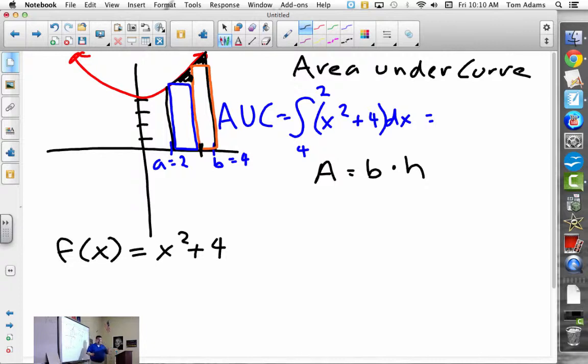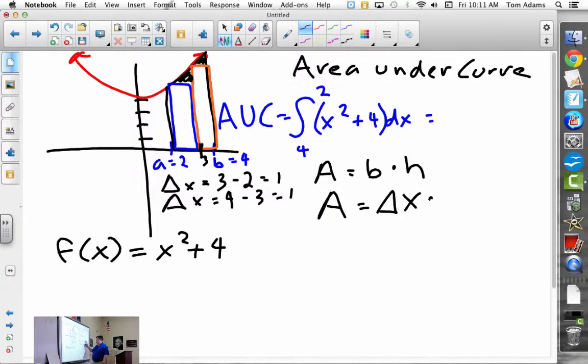But I'm going to use some different notation. Here's really where the 1 comes from: delta x is equal to 3 minus 2, which is 1. Is that right? Yep. When I'm talking about the x direction, that's how I measure the base. Does that make sense to you guys? Okay. All right, so I'm going to say delta x times the height, right?